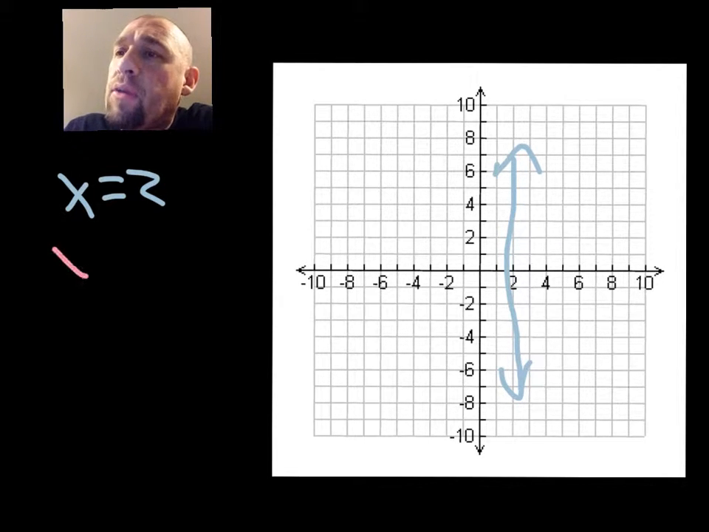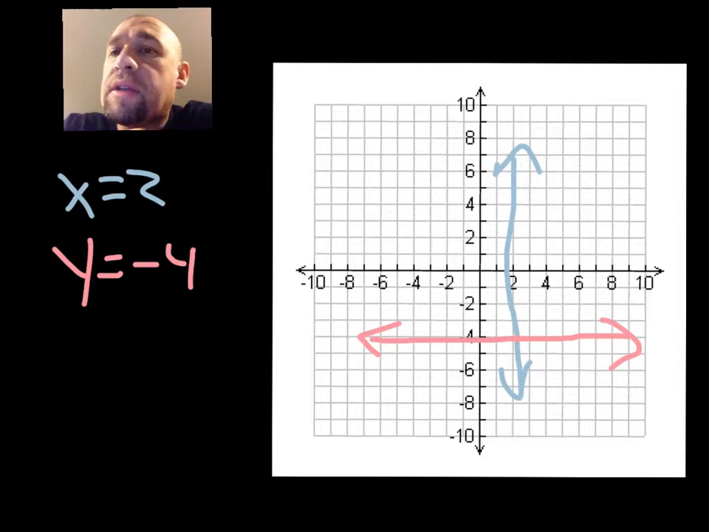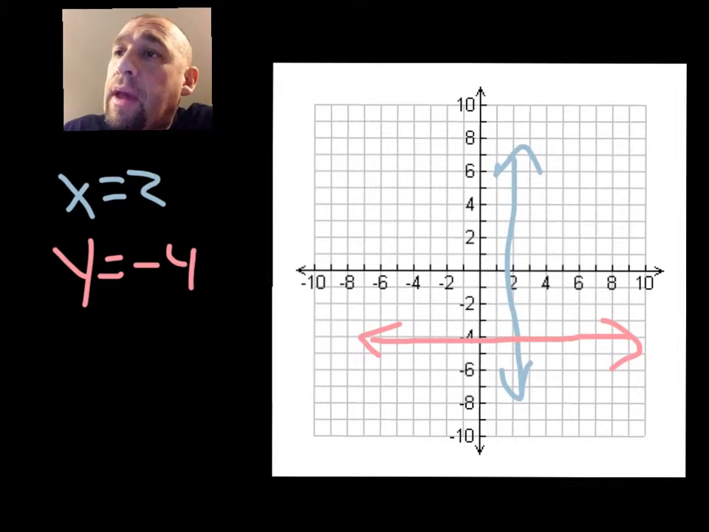What if I said y equals negative 4? Well, when y equals something, it's horizontal. x can be 1, 2, 3, 4 to infinity, but y is always equal to negative 4. Okay? So that's one good thing about that, I guess.